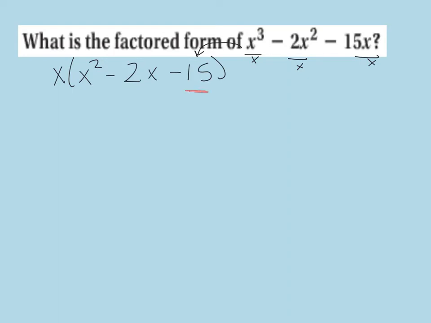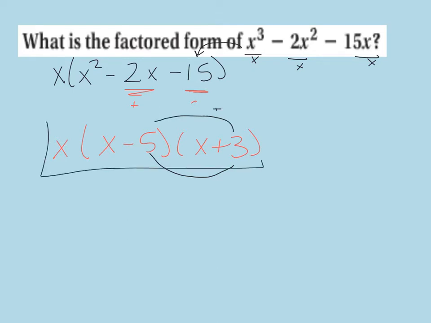Two numbers that multiply to get negative 15, but add together to get negative 2. So the x stays out in front, and this could be x minus 5 and x plus 3, because negative 5 times 3 gives me negative 15, and negative 5 plus 3 gives me negative 2. So this would be my complete factored form.